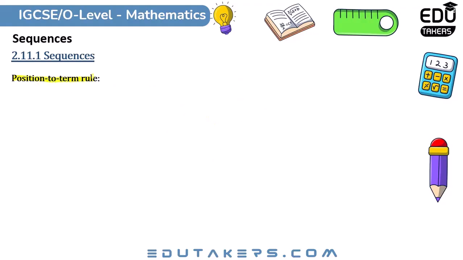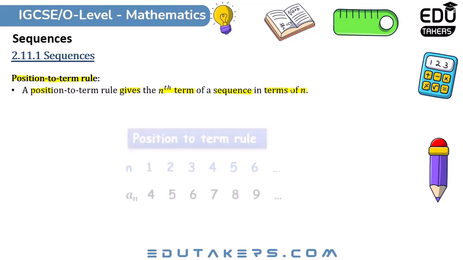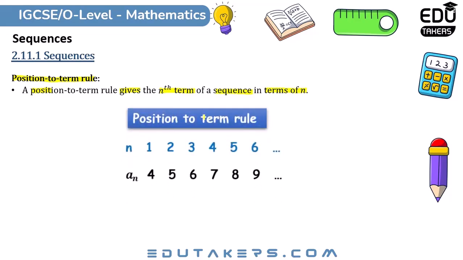Position to term rule. A position to term rule gives the nth term of a sequence in terms of n. The first 6 terms of a sequence are given, which are 4, 5, 6, 7, 8 and 9. For example, this 6 is the third term of the sequence. So for this, an will be A3.